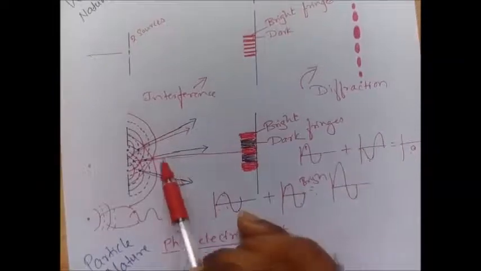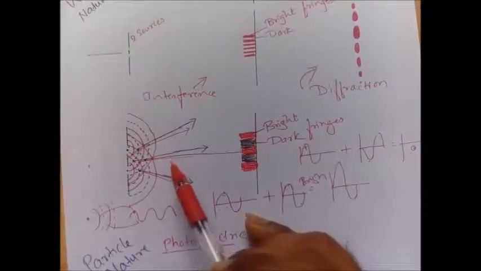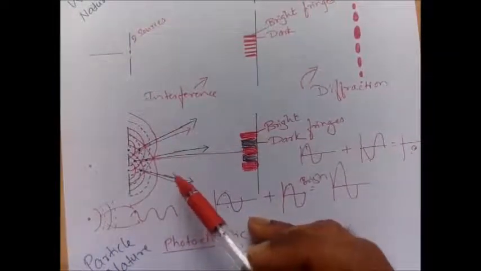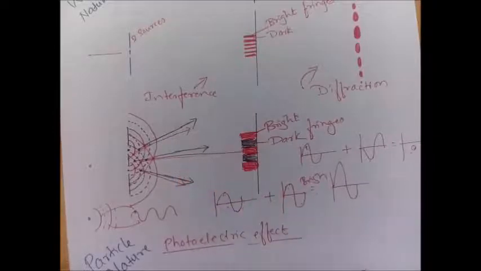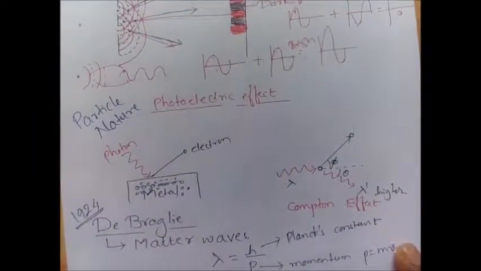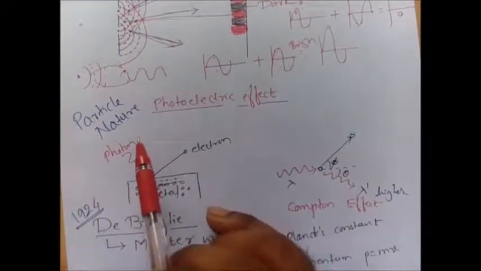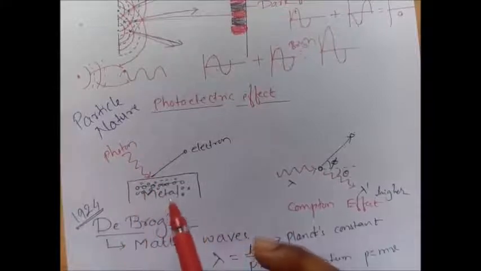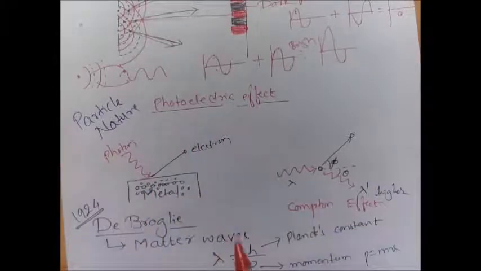Okay, this is in brief. I have explained, this is not necessary actually. In brief, this is the wave nature of the light. Now we have the evidences for the particle nature, right? To prove that light has the particle nature, we have the photoelectric effect and the Compton effect.